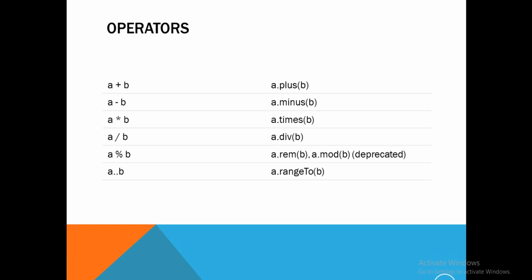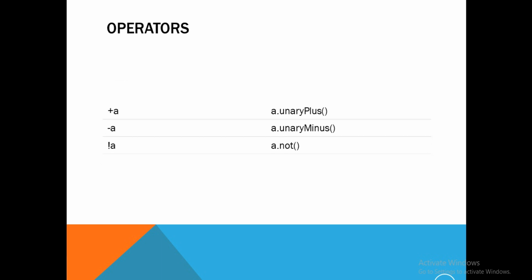Kotlin provides a set of methods for operator overloading, and these are some of the methods. When we override the method plus, it overloads the operator plus. When you implement this method as operator overloading, the corresponding operators will be overloaded. So for plus there is plus and minus, and unary plus, that is add, then minus, and not.